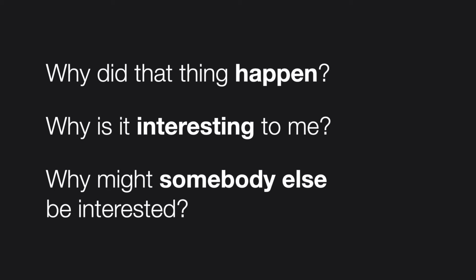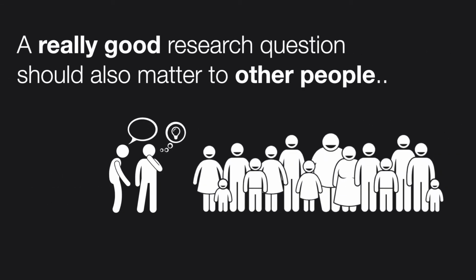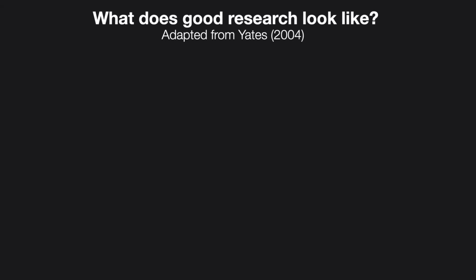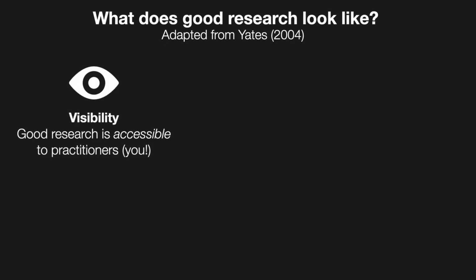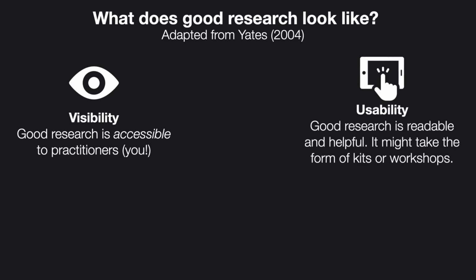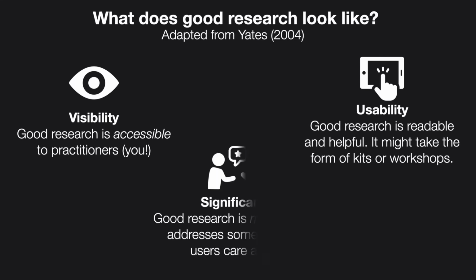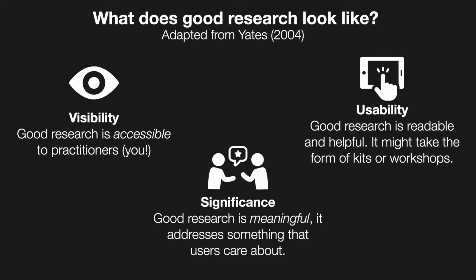So research can be something that we do just for ourselves, but ideally research should be shared with other people so that they can learn from it too. So a good research question is interesting not just to you, but also to an audience. Basically, good research is visible, so it can be accessed by anybody in a similar workplace to your own. Good research is also usable, so it can be read really easily. You might make it in the form of a kit or a workshop or even a report, but you're making it usable by other people, particularly when we're talking about practitioner research in particular workplaces like classrooms. And it should also be significant, which means that good research is meaningful. It addresses something that people care about.